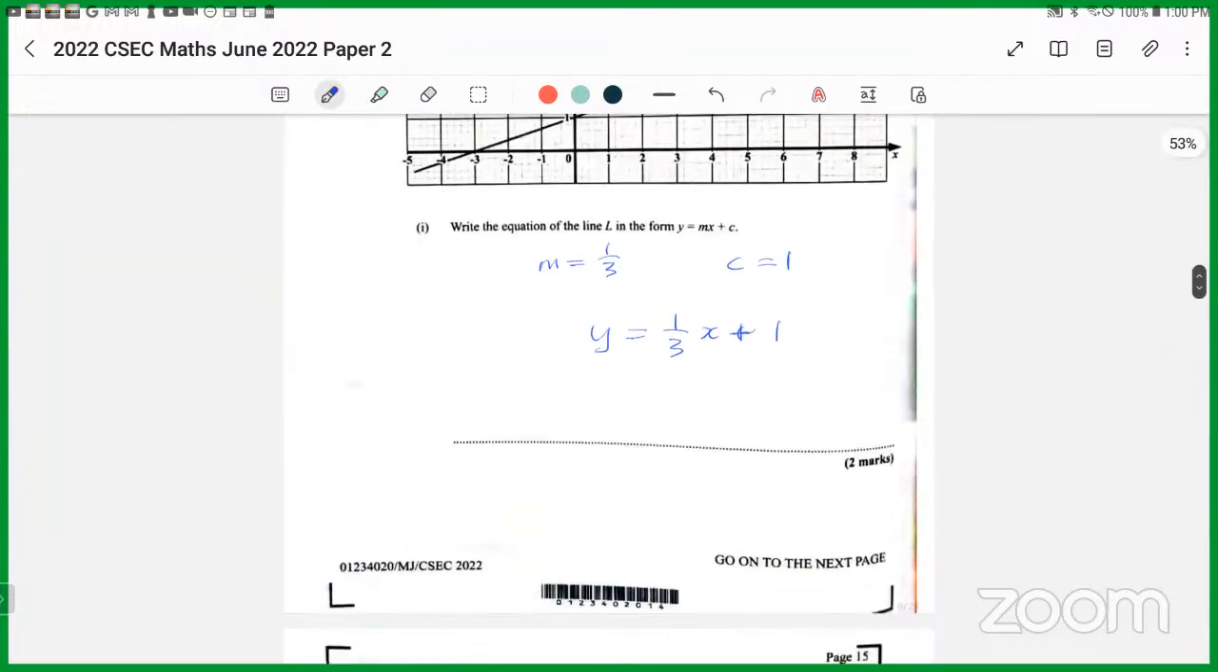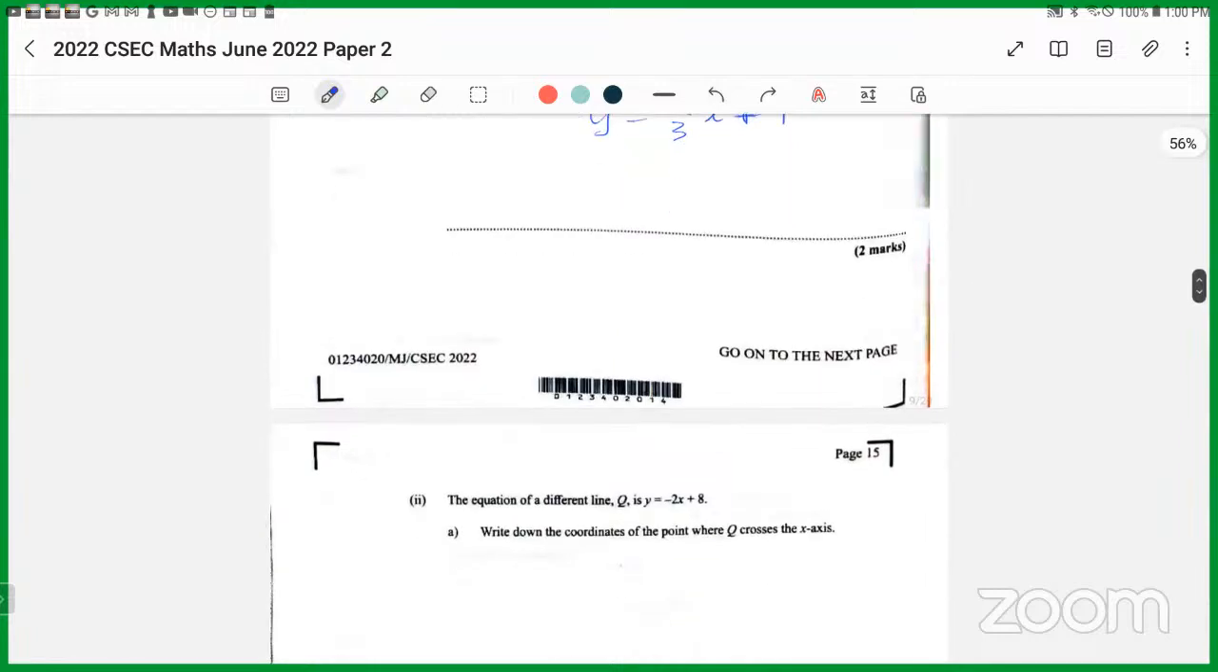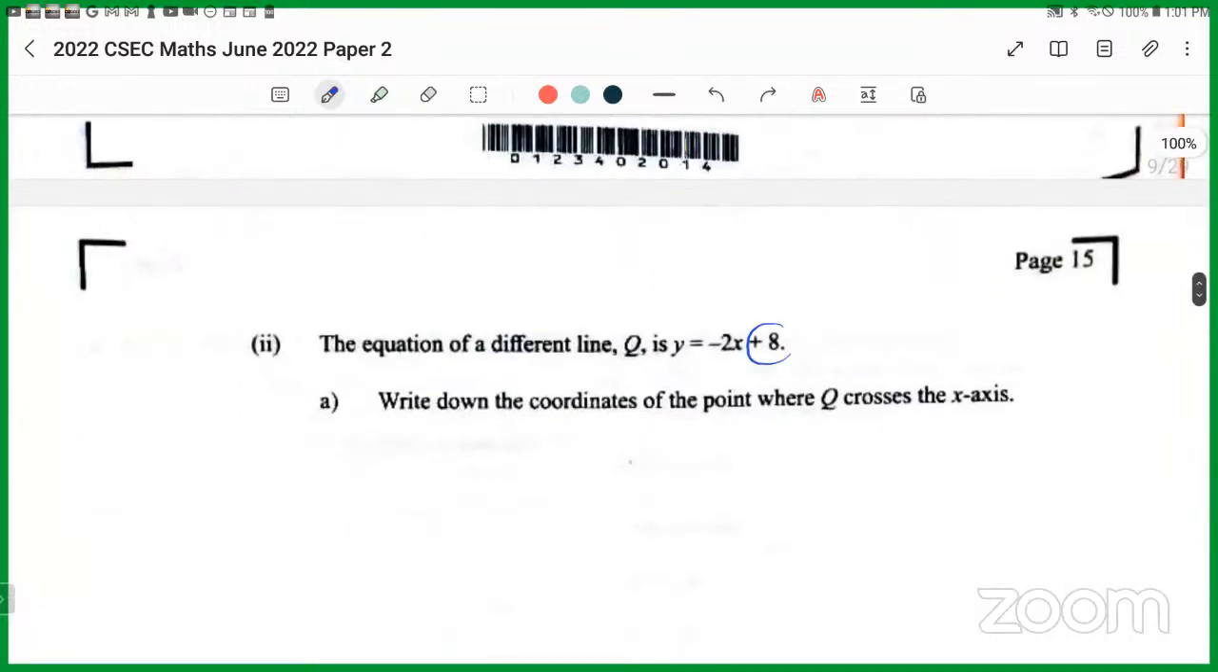What else do I want us to do? It says the equation of another line is this. It says write down the coordinates of the point Q. We're going to graph it on the x-axis. I can draw this line on the graph, but the gradient is -2 and the y-axis intercept is 8. Let's draw it. The y-axis intercept is 8 and the gradient is -2.